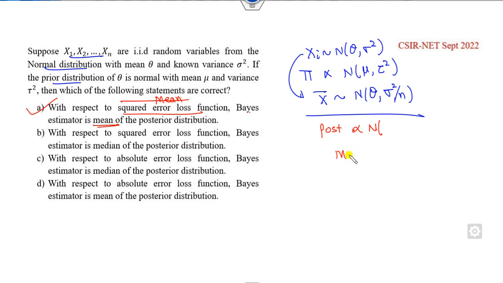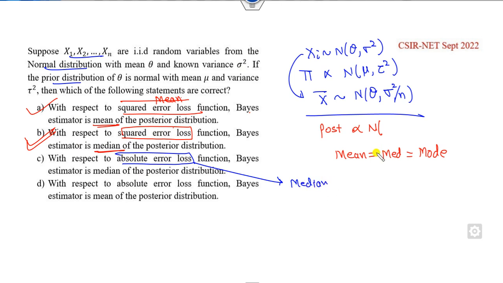And it's a normal. What is the meaning of the normal? Mean, median and mode are all the same. Under the squared error loss, it is always the mean, but mean and median are both the same, so it's a correct option. Absolute error loss: what is the meaning of the absolute error loss? You have to find the median, but in this case mean, median, and mode are the same, so this is also correct. Absolute error loss is the mean is also correct. All are correct options.